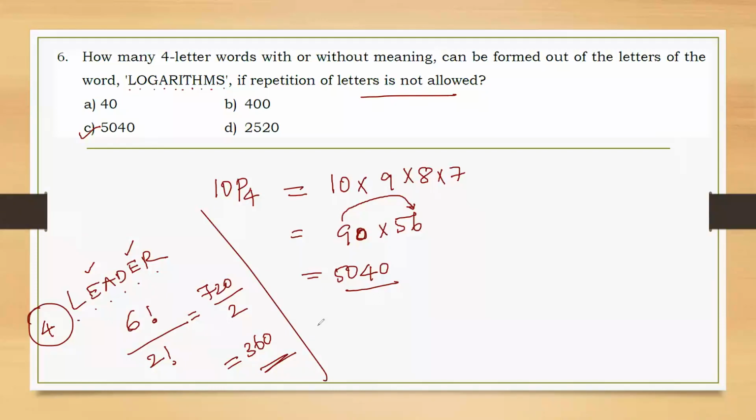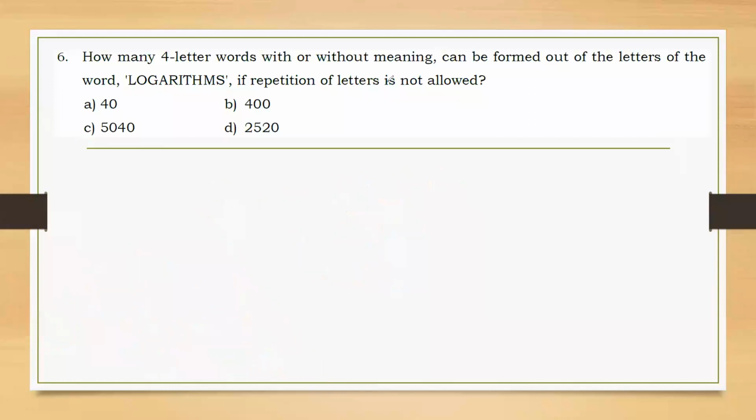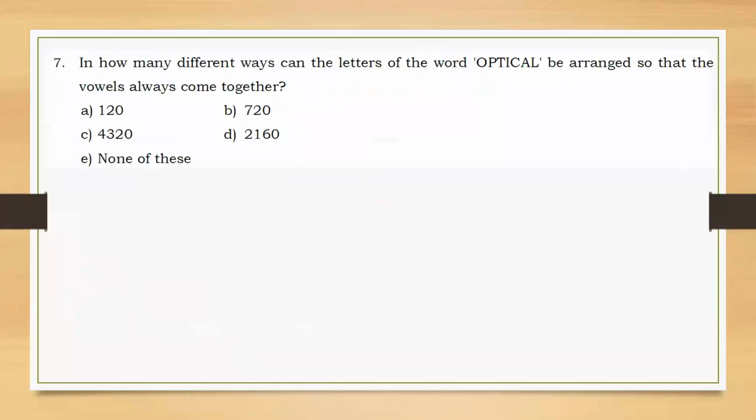Okay. Question number 7, but give a try. Okay, Meera. In how many different ways? Okay. Everyone is getting the same answer and you good. Already we have done that, right? In how many different ways can the letters of the word OPTICAL be arranged so that the vowels always come together? Vowels always come together, right?